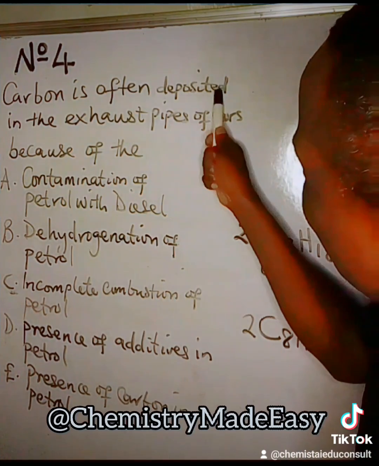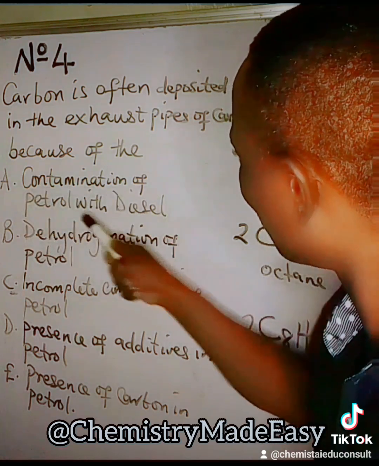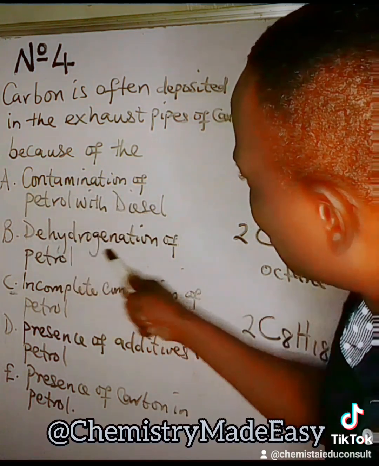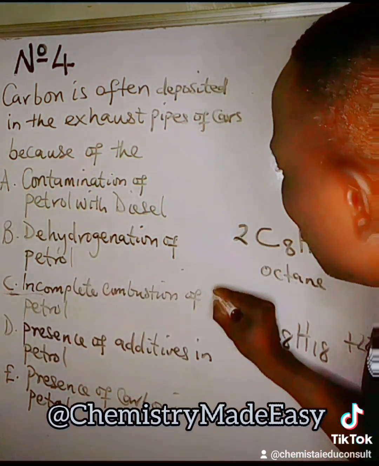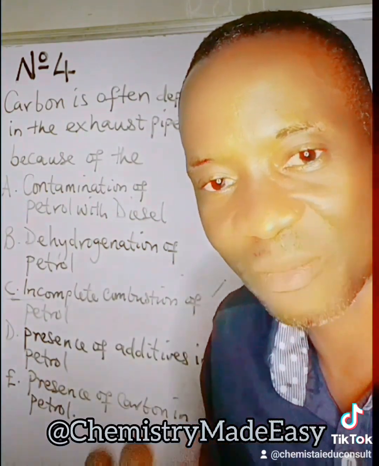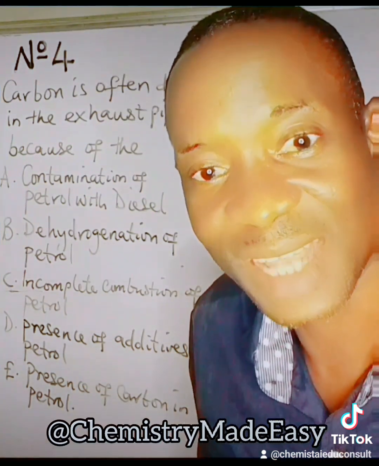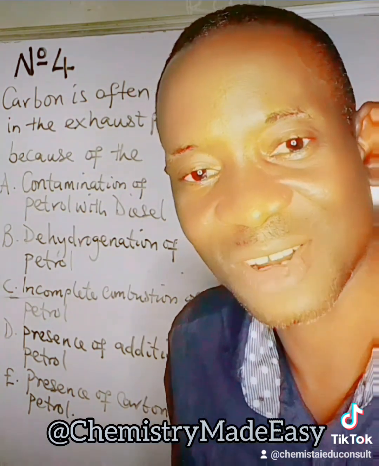Carbon is often deposited in the exhaust pipe of cars because of the what? Contamination of petrol with diesel? No. Dehydrogenation of petrol. Incomplete combustion of petrol. The correct option there is C. Petrol burns incompletely to deposit some carbon particles that were not oxidized, and that is why you have deposit of carbon in your exhaust pipe.